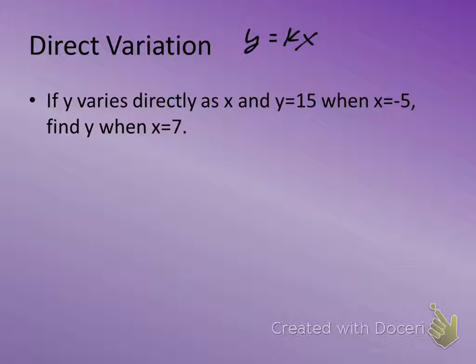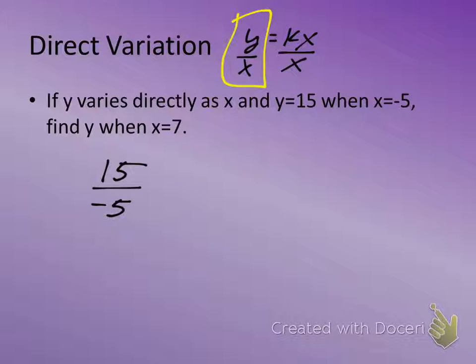And since you know that it varies directly, you're going to solve for k every time. So that leaves you with dividing by x here and x here, which is why we use this y over x equation. So we know it tells us that it varies directly, and we know y is 15 when x is negative 5. So we have 15 over negative 5. We know that.